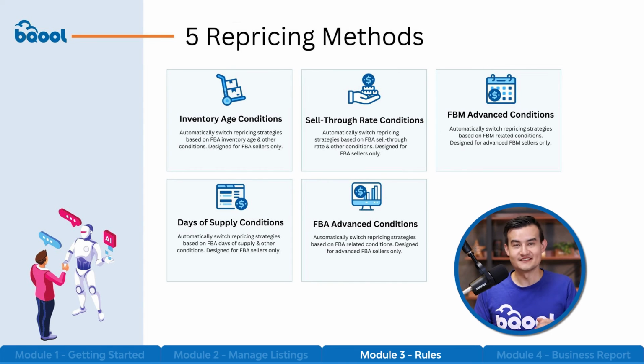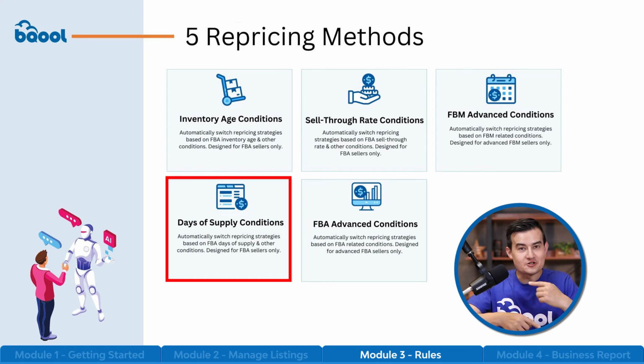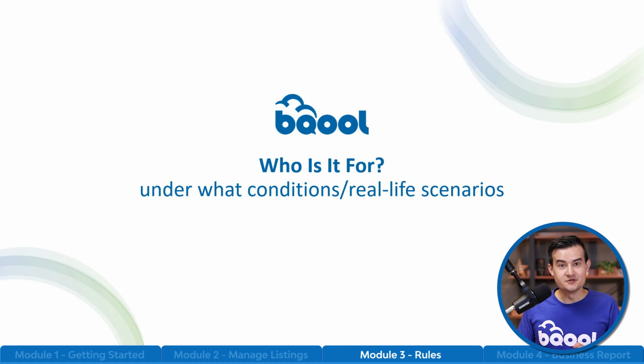The third method is days of supply. This is for higher turnover products and also replens, products that you continuously get over and over again, or even wholesale items. Let's go into the two most popular real-life scenarios that you can use conditional repricing immediately.